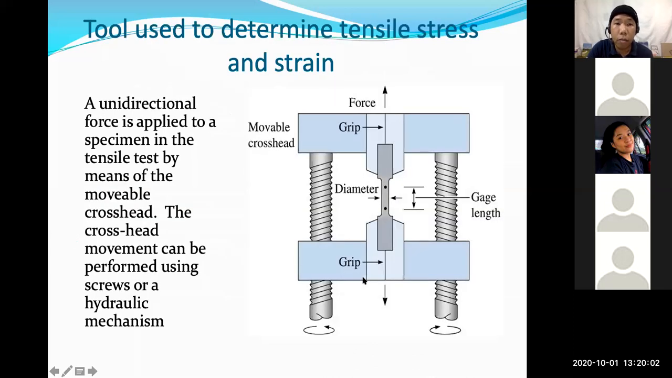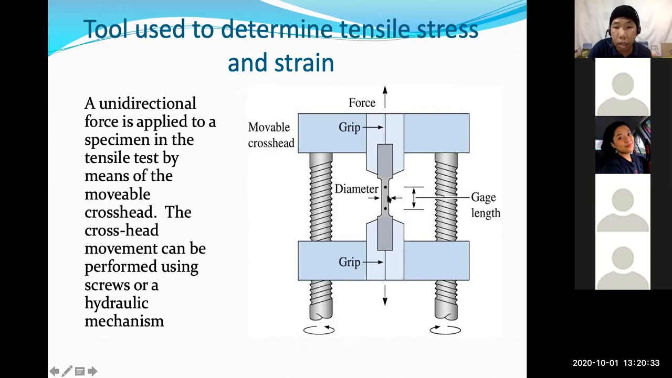Okay, so here we have a unidirectional force applied to a specimen in the tensile test. So this tool is used to determine the tensile stress and strain. So you have here the movable crosshead and the direction of force outward. You can see here the crosshead. Movement can be performed using screws, or a hydraulic mechanism.